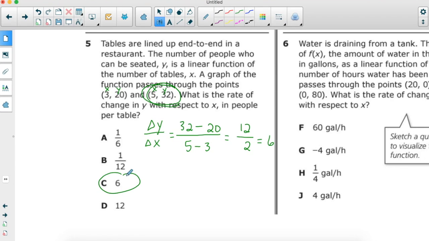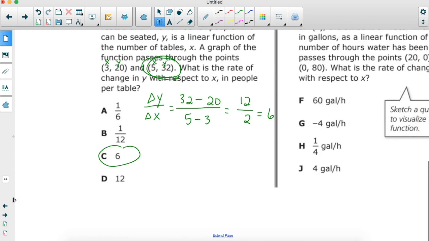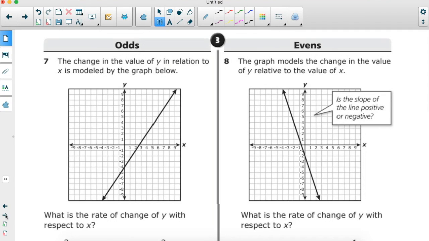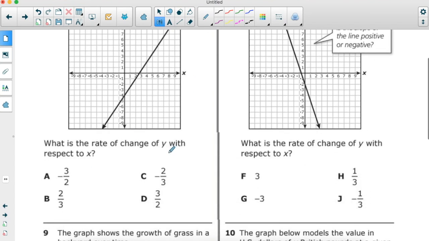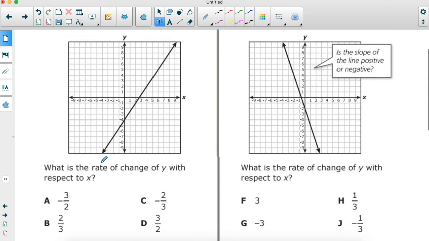Okay, we're going to go ahead and move on to another example. Let's see here. Number 7. Okay, so now on number 7, they're giving us a graph. The change in the value of y in relation to x is modeled by the graph below. What is the rate of change of y with respect to x? So we're still going to look for the slope.